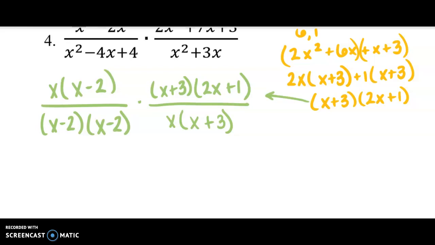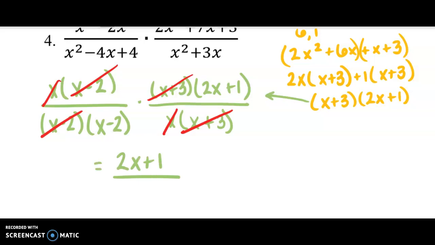Then I want to look in my denominators to see, do I have an x anywhere? I do. I have an x right here, so I can cancel them out. Okay, I have an x minus 2. I can cancel that out with one of the x minus 2's. Okay, over here I have x plus 3. I can cancel that out with one of the x plus 3's. So then my final answer that I would be left with, I would have 2x plus 1 up top and x minus 2 on the bottom. That would be my final answer.